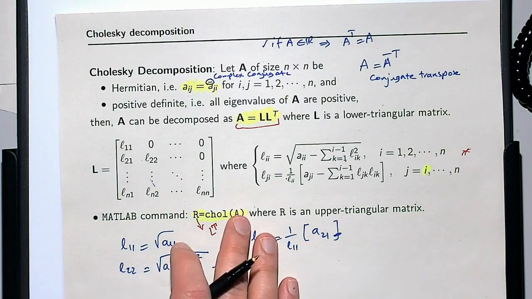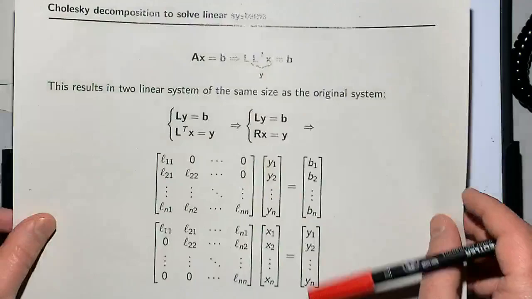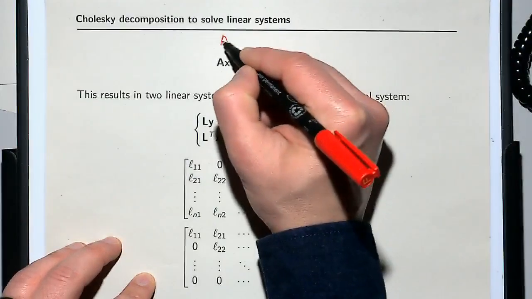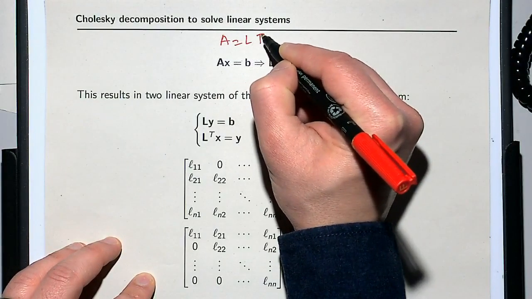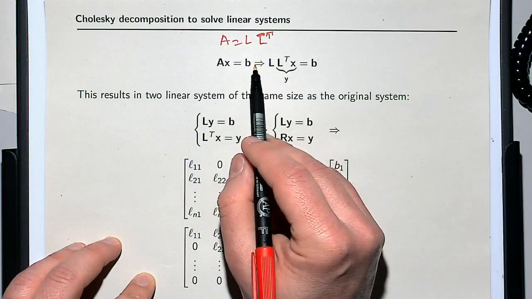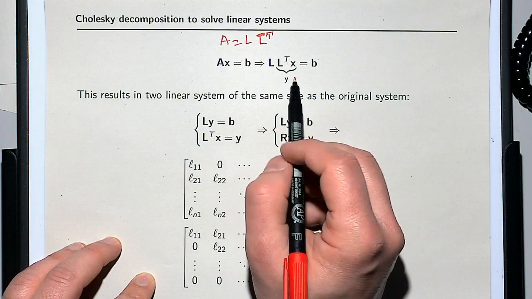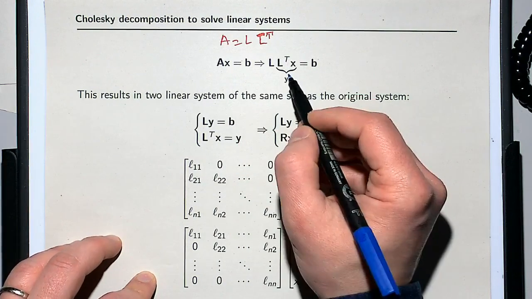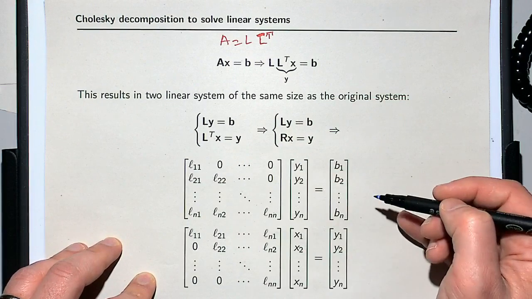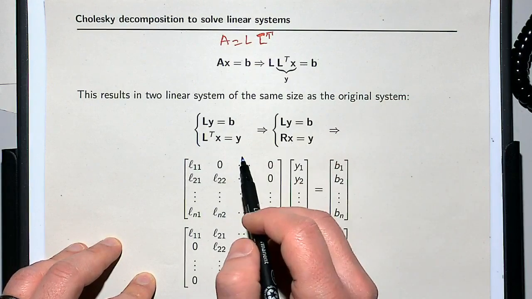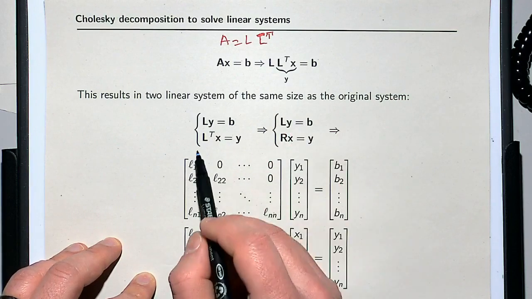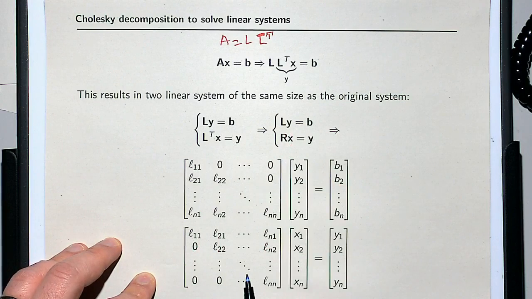So very similar to what we did in the LU factorization. That's why we would like to have this L transpose. So we have this system of equations. We substitute A by L L transpose. And again, this L transpose x is going to be called y, exactly the same thing that we did for LU factorization. So we get a first system and a second system. The first one is Ly equals b, and the second is L transpose x equals y.